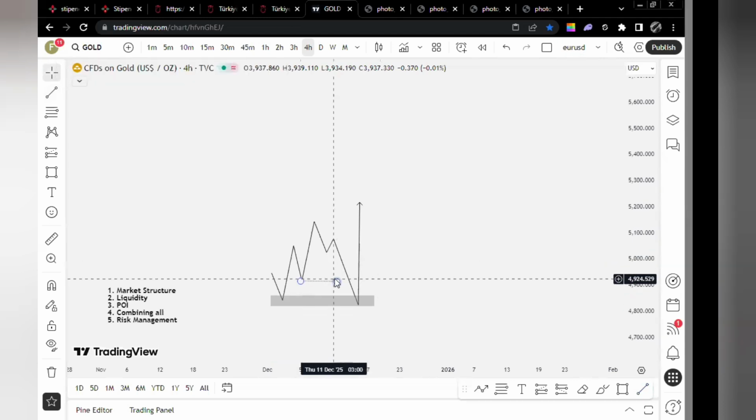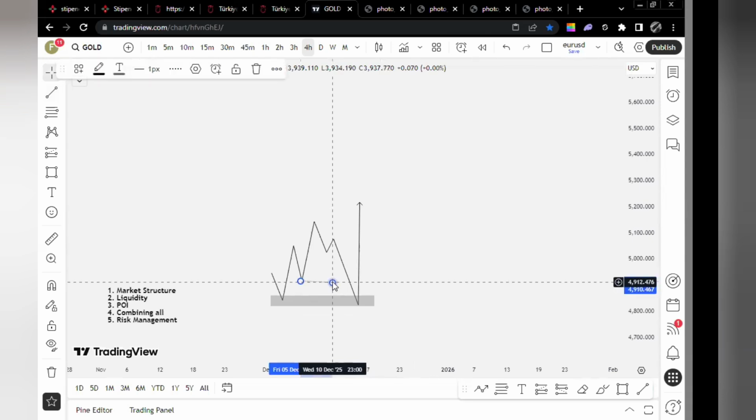Now what happens here? Why is it an area of liquidity? Why is it an area of trap? Why is it a place where the market is set for you to take your money?